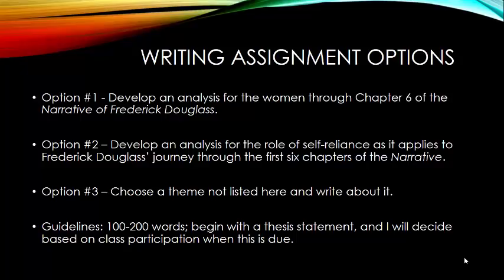Option 3, choose a theme not listed here and write about it. Maybe something's grabbed you that is more awesome than what I've covered, so here you go. Now, what are the guidelines? I want 100 to 200 words. I want it handwritten. Begin with a thesis statement. Right now, I think the assignment should be due on Tuesday, but if we can't seem to handle it in class, it will be due by the end of the period. So stand by for how that works.